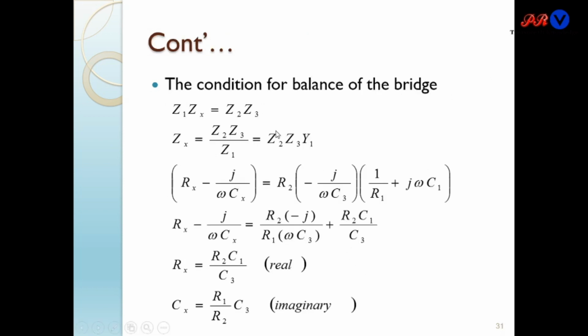Zx is equal to Z2 Z3 by Z1, so 1 by Z1 is equal to the admittance of Z1. By some calculation we will get these values: Rx from the real part of this equation, R2 C1 by C3, and Cx can be calculated from the imaginary part of this equation, R1 R2 C3. So in this way we can calculate values of capacitance using the Schering bridge.